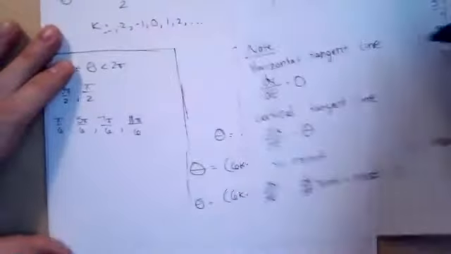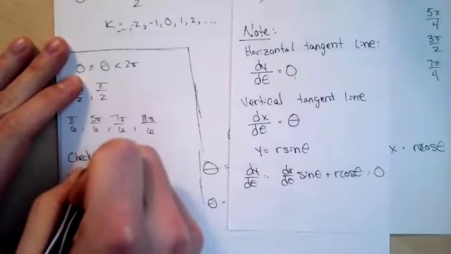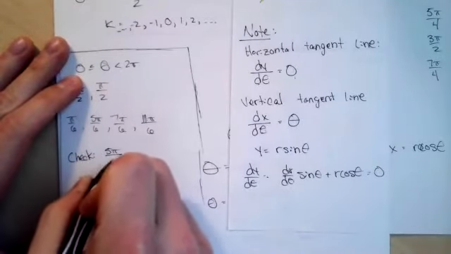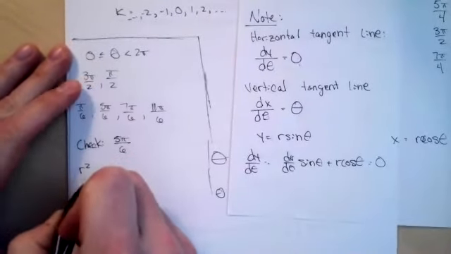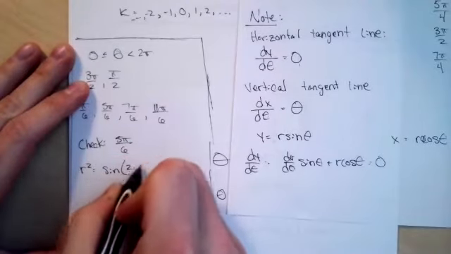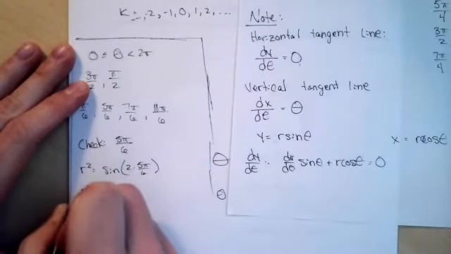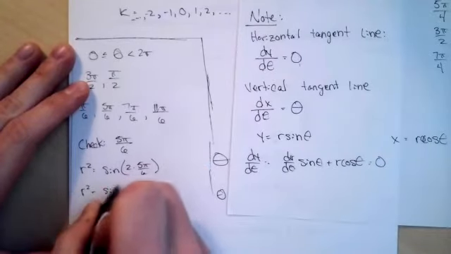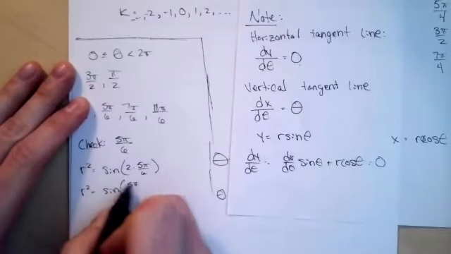So let's check a few of these. So if we check 5 pi over 6, we're going to have our equation, r squared is equal to sine of 2 times that. And so r squared equals sine of 5 pi over 3.